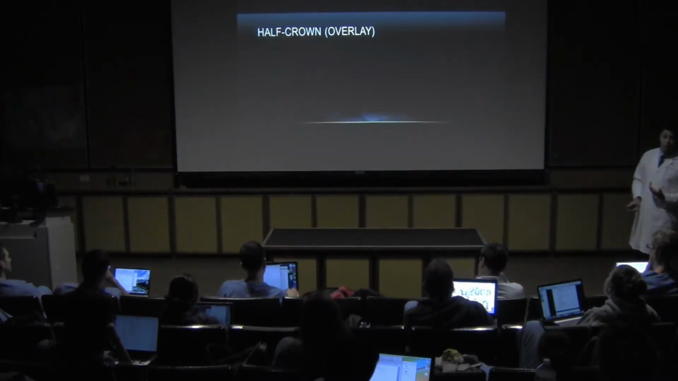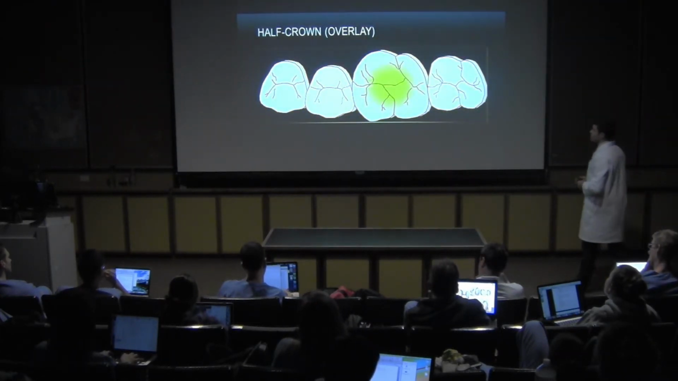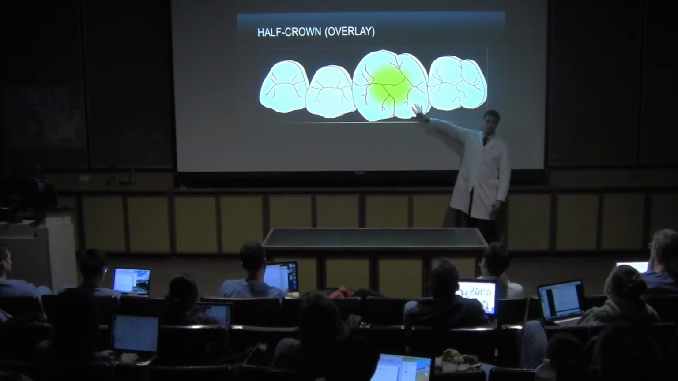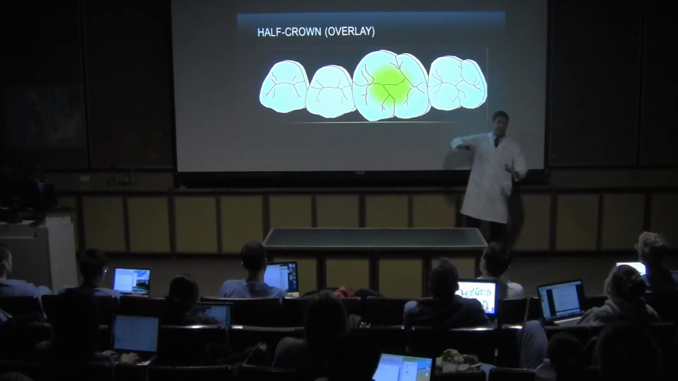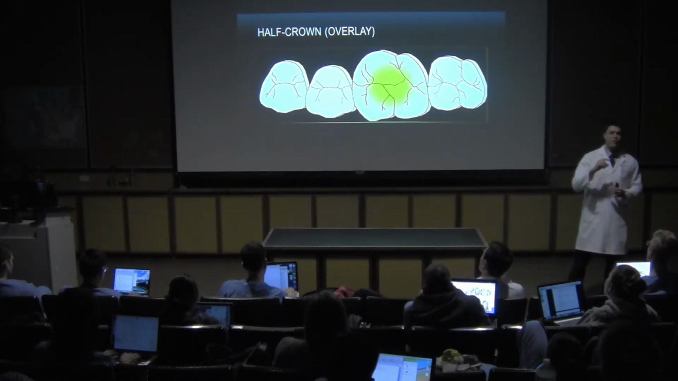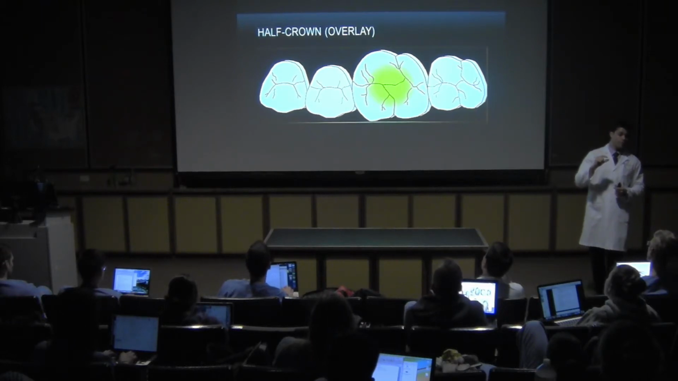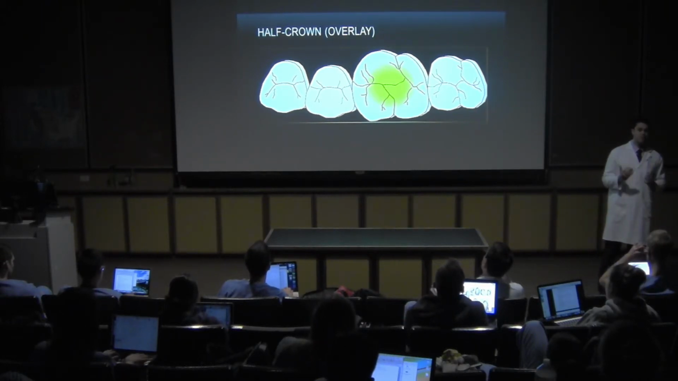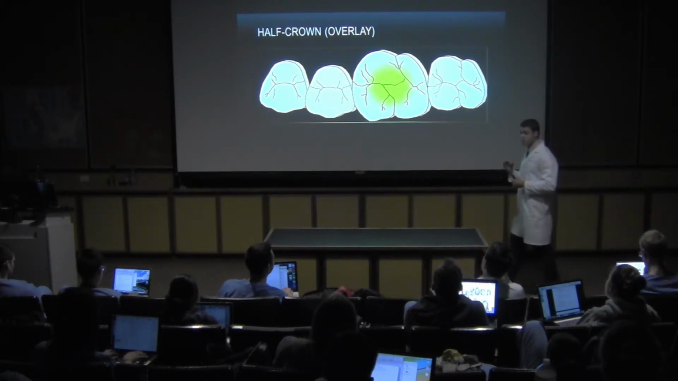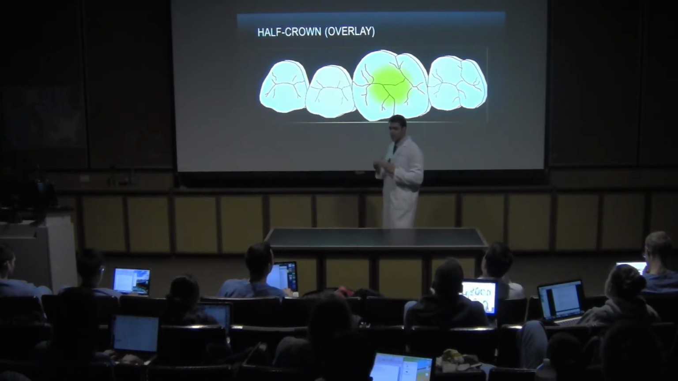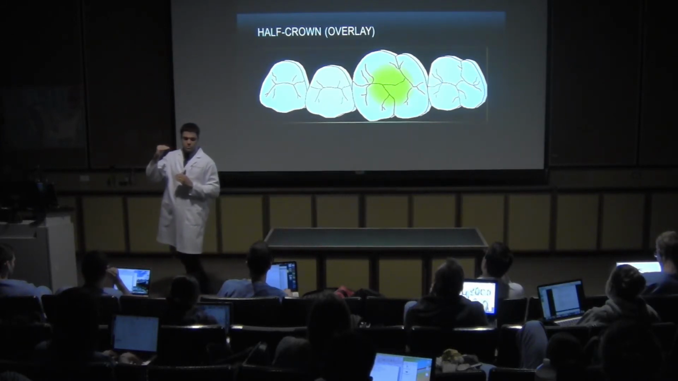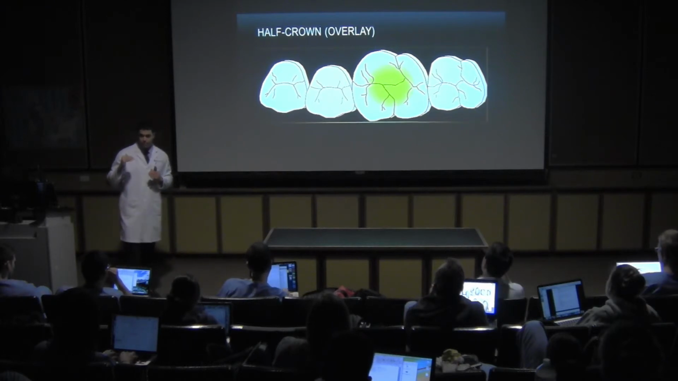And the half crown or overlay, I'm going to include all the cusps. Okay, it's like a crown, what we call half crown because it's very, very supragingival. Okay, I'm not at gingival level. All right, it's very, very supragingival. It's a half crown, in the middle of the tooth to the occlusal. Okay, got it?